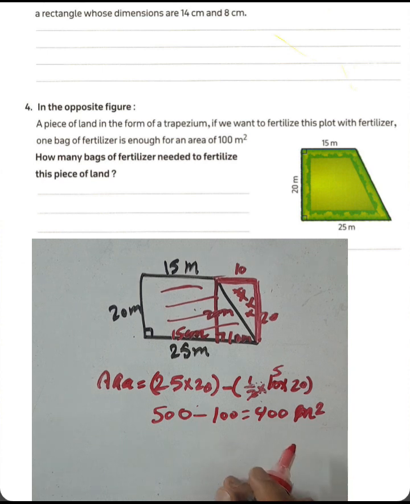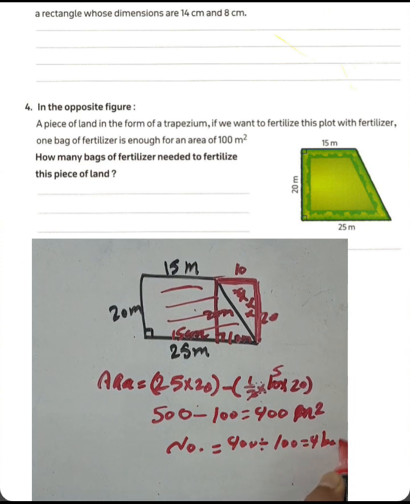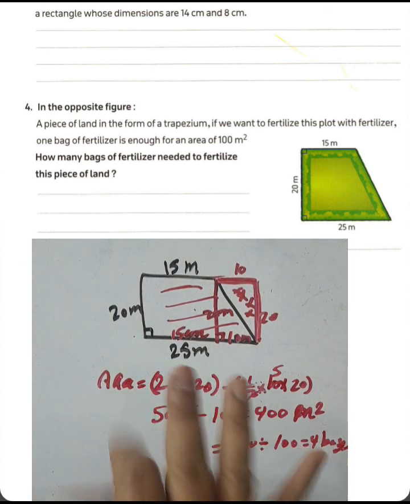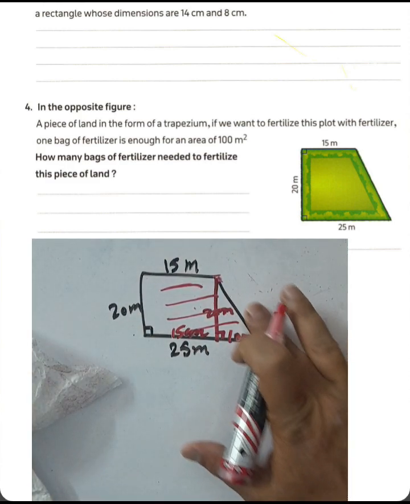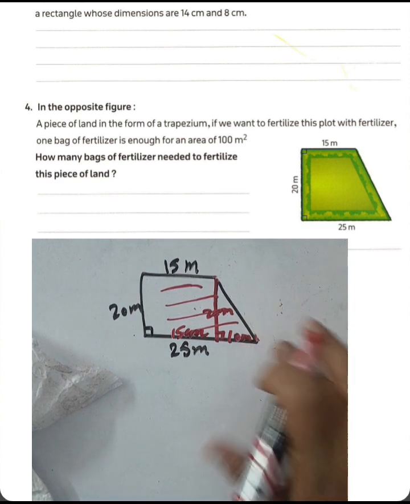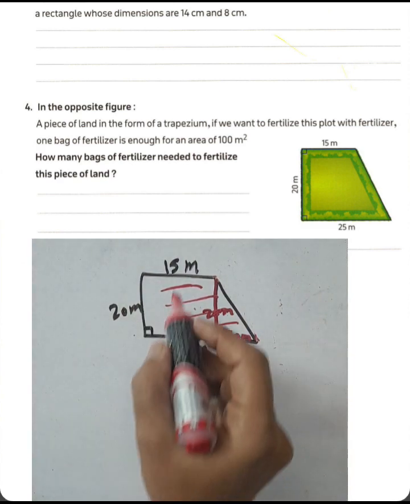It's the method. And then you can find the number of bags by writing 400 divided by the area of each one, 100. It will be 4 bags. It's the second method. Or you can solve by a third method. What about the third method? The third method tells us to divide this trapezium into two parts.